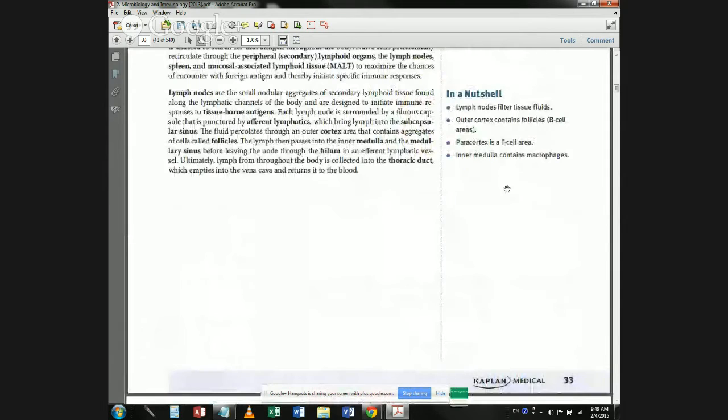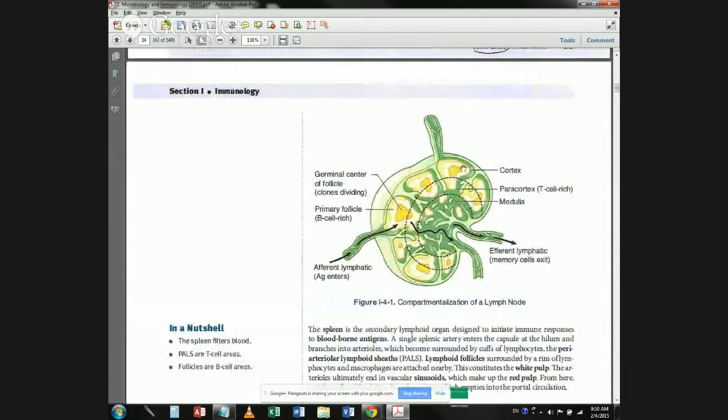So in a nutshell, lymph nodes filter tissue fluids. The outer cortex contains follicles, which are basically B cell areas, and the paracortex is the T cell area. And the inner medulla contains macrophages. Now that is important. So what we have here: follicles, B cells; paracortex, T cells; inner medulla, macrophages. So B cells, T cells in these areas, and in here are the macrophages.